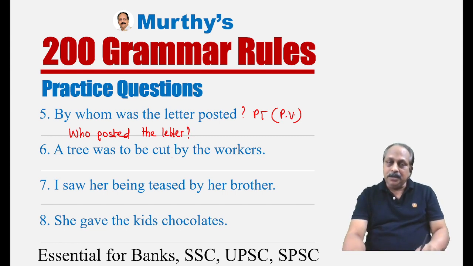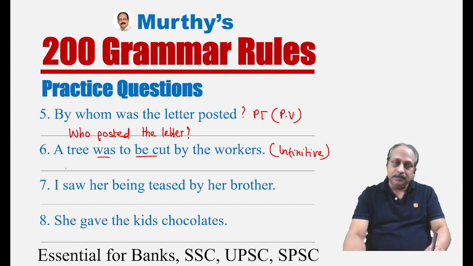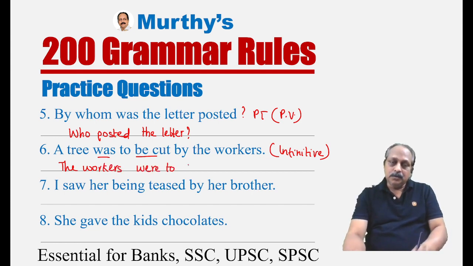A tree was to be cut by the workers. To be cut, then you have to tell yourself the pattern goes with the infinitive. And here it is past, was. A tree was to be cut by the workers. The workers were to cut a tree. These are not easy under pressure. The workers were to cut a tree. A tree was to be cut by the workers.